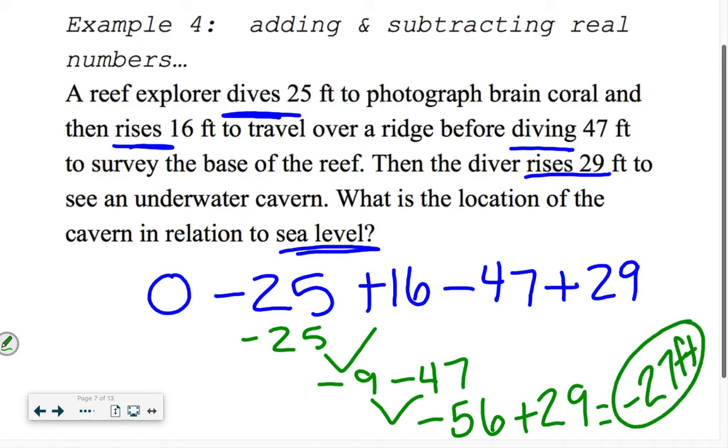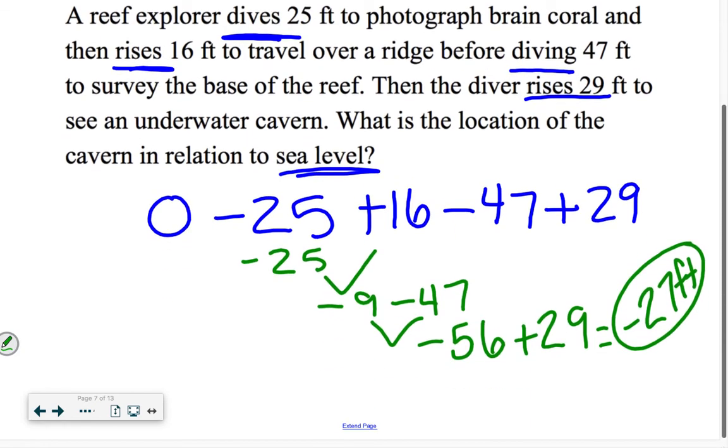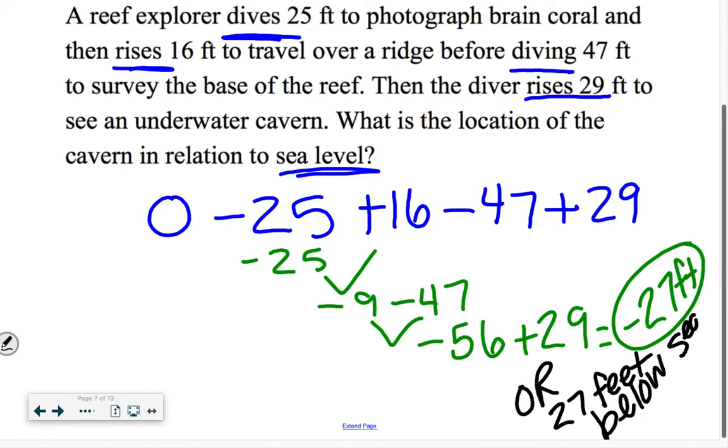Now you can either say negative 27 feet, or, remember we can use our words, we can say 27 feet below sea level. So be careful with Math Excel on this one, they might get picky with how you type that in. Okay?